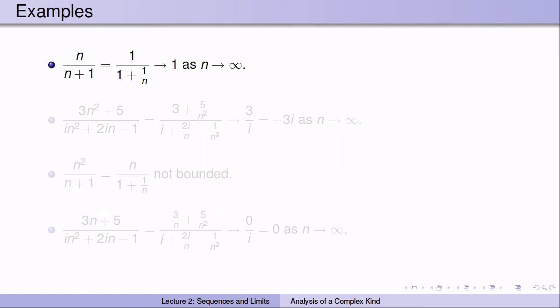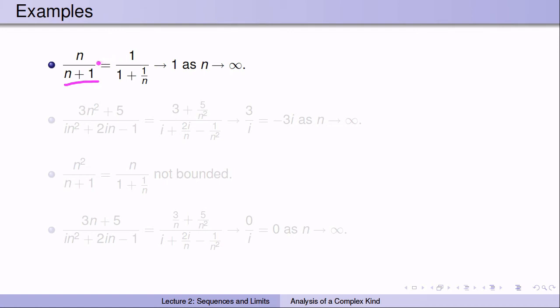So let's apply these facts that we just learned and find some limits. Let's look at the sequence n over n plus 1. Well, n itself is not a convergent sequence. It just gets bigger: 1, 2, 3, 4, 5. The sequence n plus 1 also gets bigger and bigger. So looking at it like this is not useful.